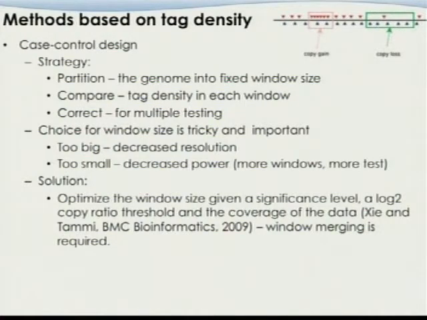So the solution for this, there's a couple of solutions. That's what I was very surprised by, because this is basically not my research area. I'm learning here together with you guys. When I studied the references last night, looking at papers, this is really a very active research direction. I just didn't realize. So the first solution is we can optimize the window size given a significance level, a log2 copy number threshold, and the coverage of the data, and then further do the window merging. So basically, you are deciding your window size based on the goal you want to achieve. And that is a very smart and good approach. And this was published in 2009.